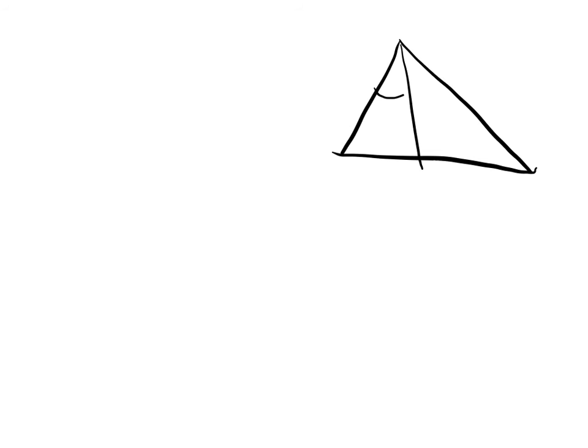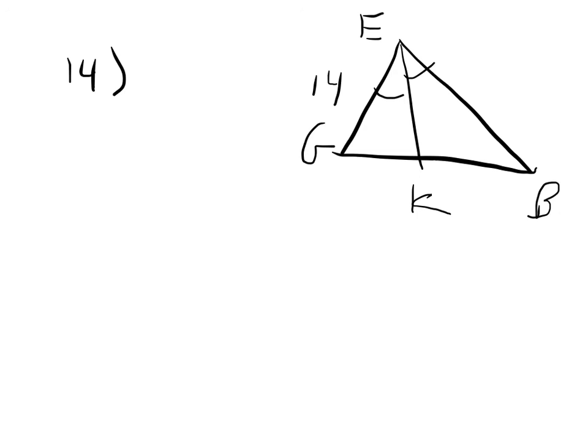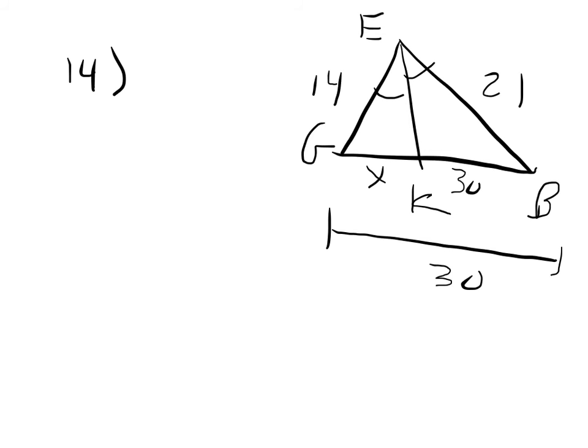Okay, so for number 14, we still have the same setup, same diagram. We're looking at angle bisector here, E, G, K, and B. And I'm given here GE is 14, and EB is 21. GB, the whole thing here, I'm told is 30. And I want to find GK. If I call GK X, and the whole thing is 30, that's going to make KB 30 minus X.